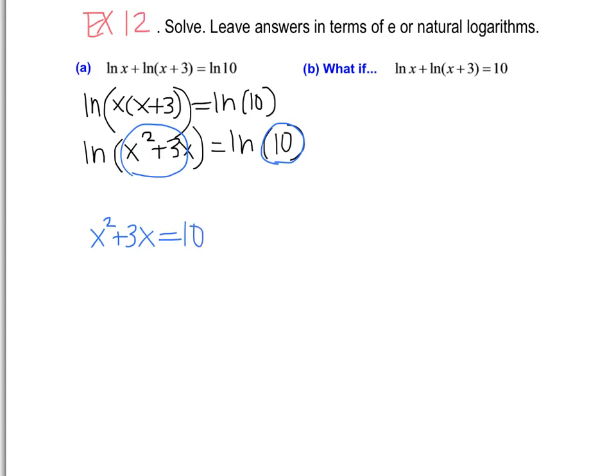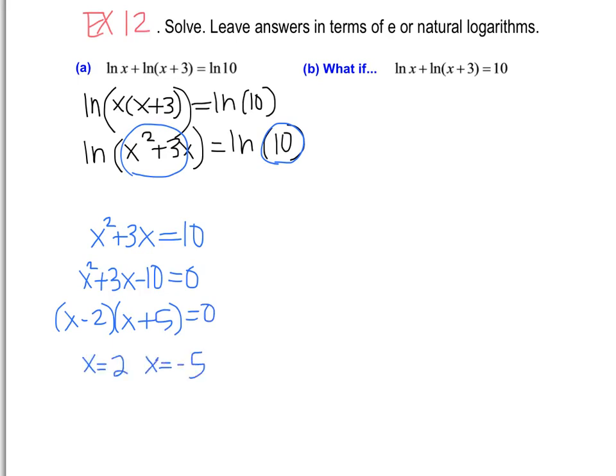You can see that that's quadratic, so we'll have to subtract 10 to get it equal to 0. And then factor to solve. Don't forget, just as before, natural logs are logs. So you can't take the log of a negative number. So you can see as if I plugged in -5, I would be taking the log of a negative number. We can't have that. So that's an extraneous solution. And our only solution is that x is 2.